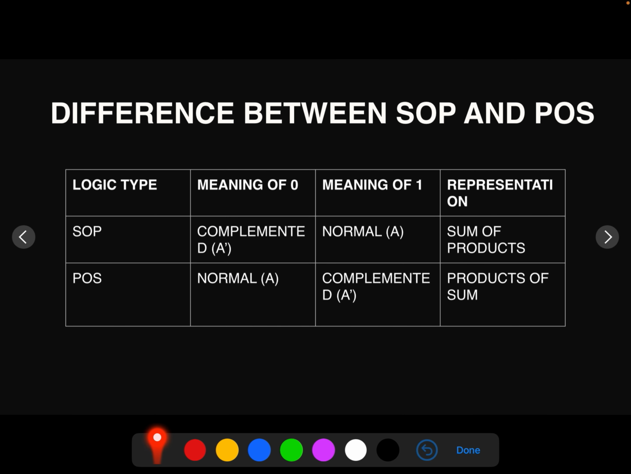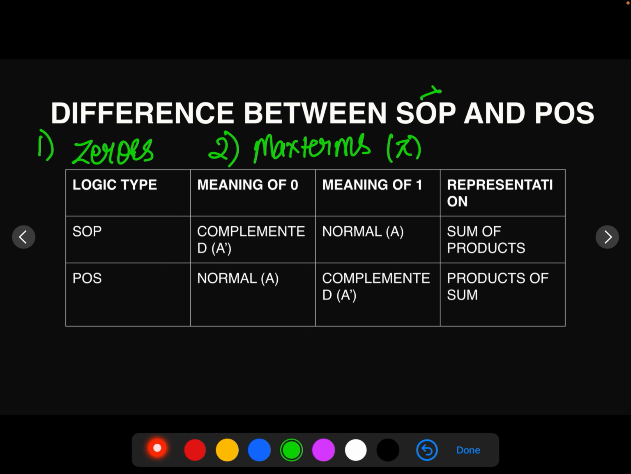Before drawing the grid, we need to remember a couple of differences between POS and SOP. There are three main differences that we're going to focus on. The first one is that we focus only on zeros, not ones. We will place and group zeros in the grid. The second difference is that POS deals with max terms, denoted by the symbol pi. SOP deals with min terms, denoted by the symbol sigma.